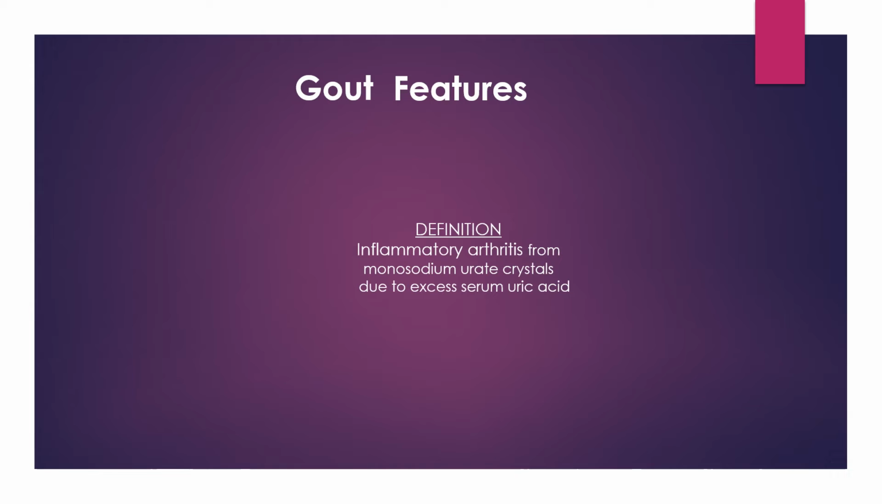Today we are talking gout. Now, gout has some features, but let's define what gout is first. Gout is an inflammatory arthritis from monosodium urate crystals due to excess serum uric acid. Okay, let's break that down. So number one, it's an inflammatory condition, right?